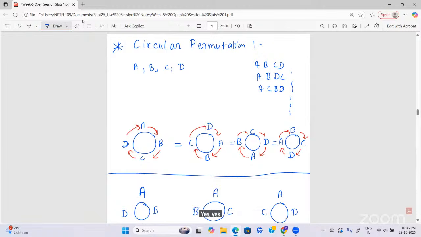n factorial divided by n. That's why we are getting n minus 1 factorial. Yes, correct.